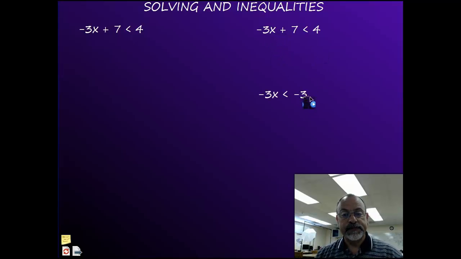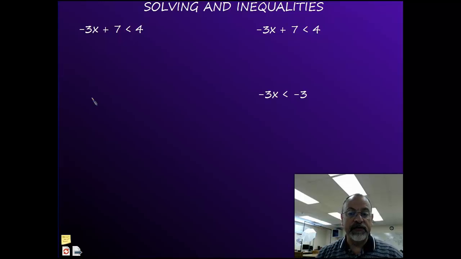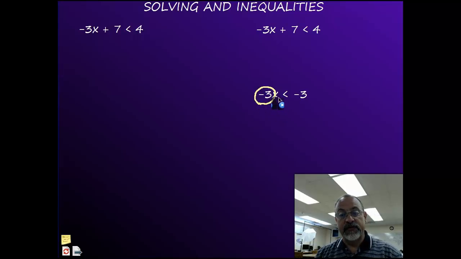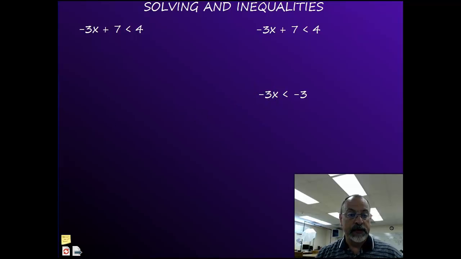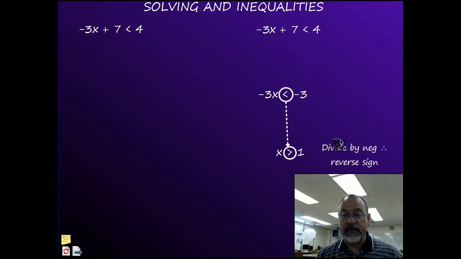That gives me this. Now you'll notice I'm going to divide. Notice that the number I'm dividing by is negative 3. Because that number is negative, I'm going to need to reverse the inequality sign when I do it. So I go ahead and do my division, and notice that I reverse the inequality sign. Here it was like this, then because I divided by a negative 3, it changes to this. So my answer is x is greater than 1.